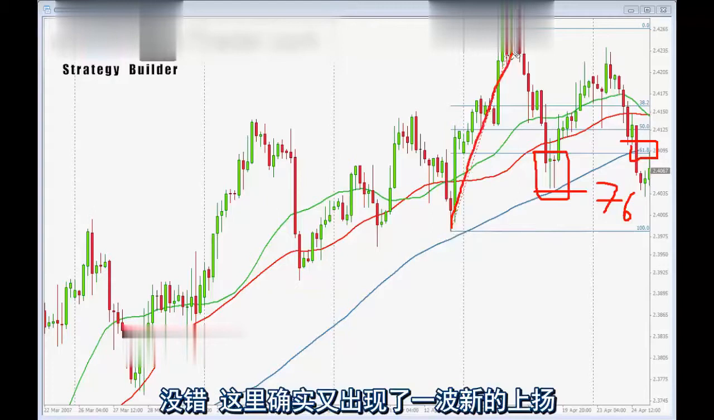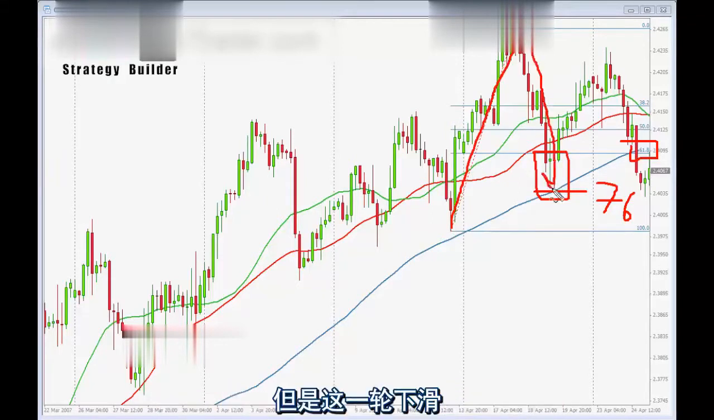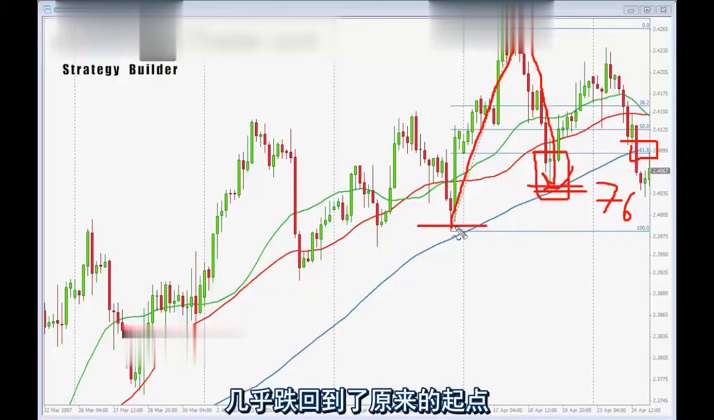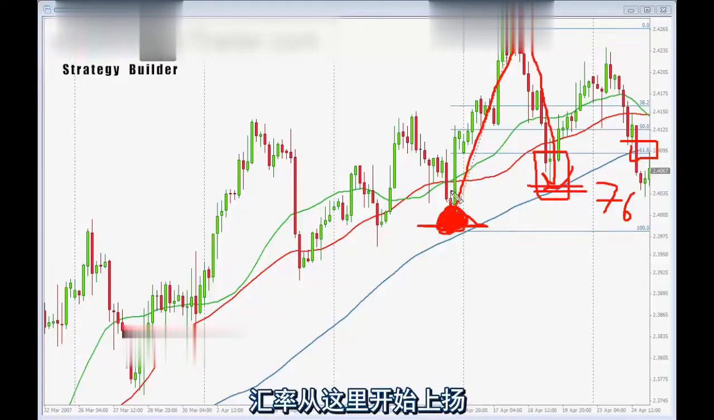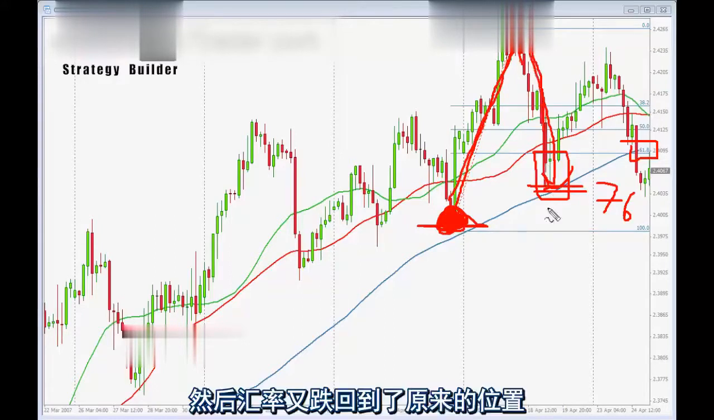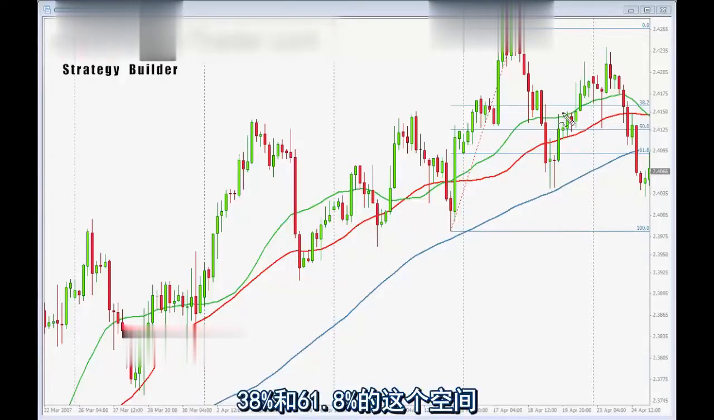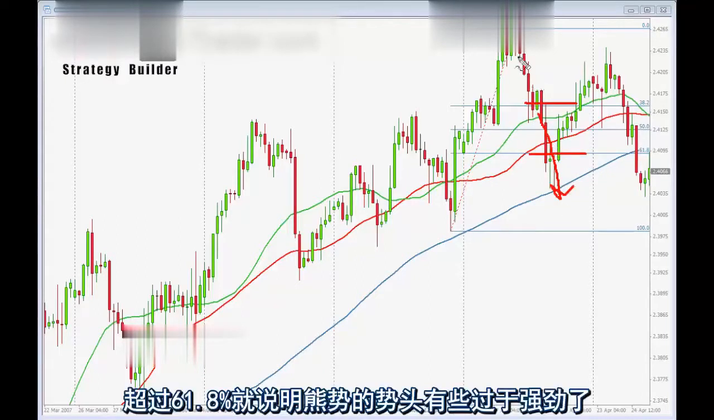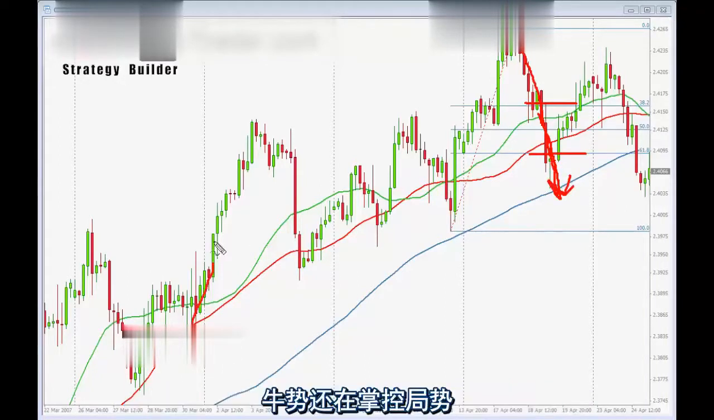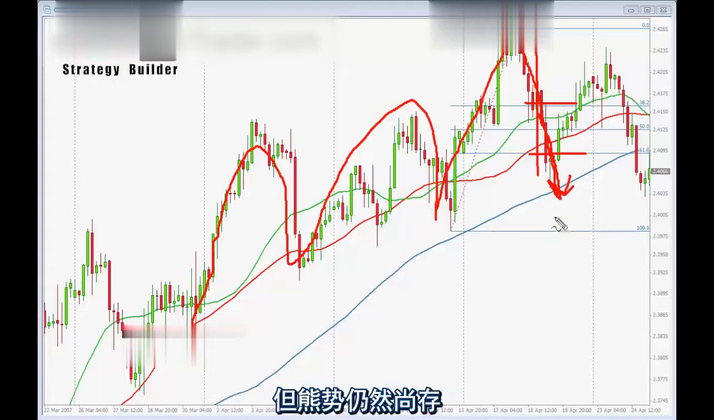Yes, sure, you have a whole new swing to the upside, but the retracement goes almost all the way back to the starting point. Okay, this is the starting point, the place from where the swing sprang off, and the retracement goes all the way back down to where it all began. All right, I don't like that. I like the retracements to be held by the area between the 38 and the 61%. Anything beyond the 61% means that the bears in this case are just showing too much strength. The bulls are still in control. We are definitely making new highs at every consecutive swing, but the bears are definitely not beaten.